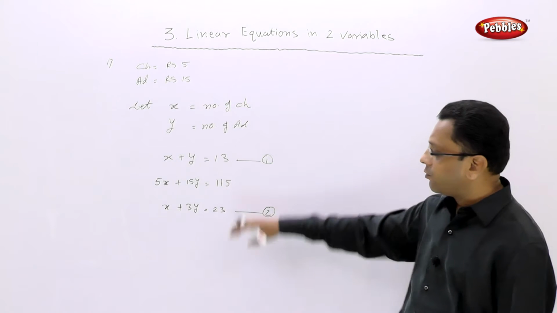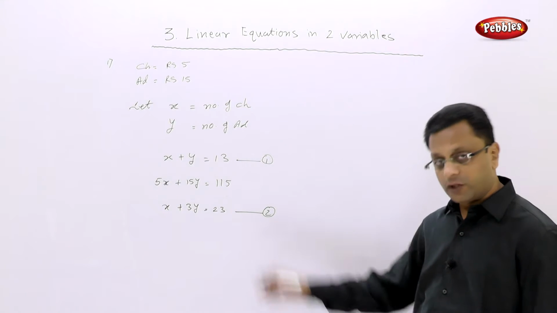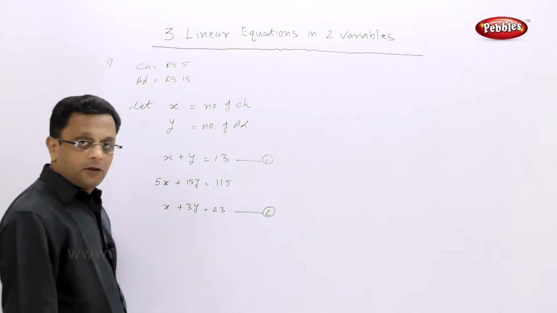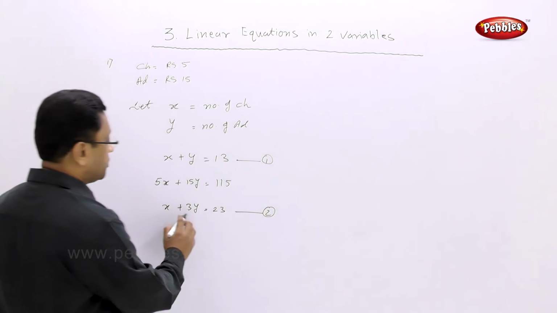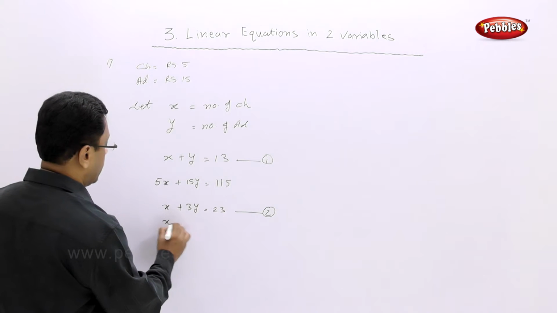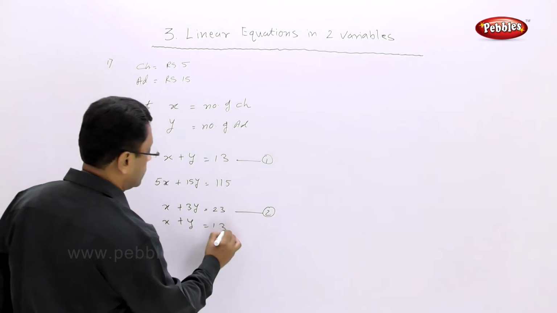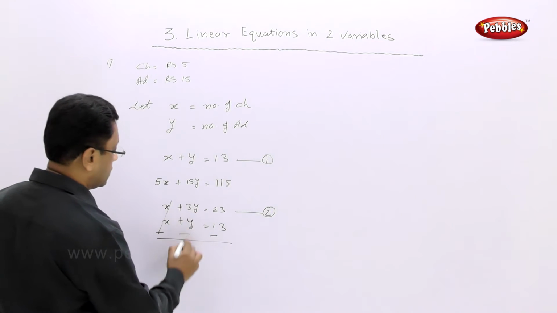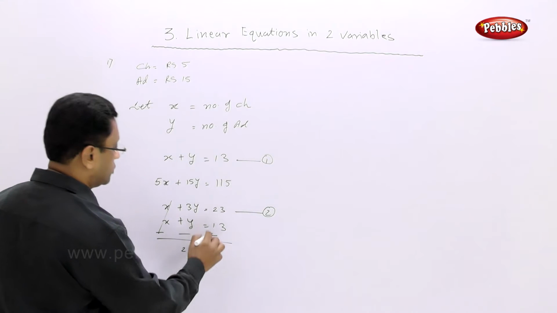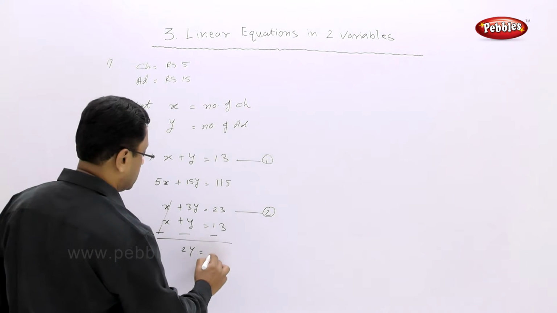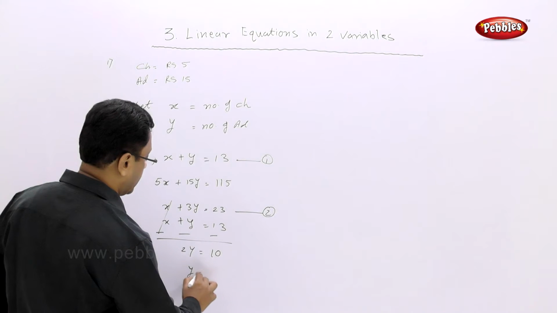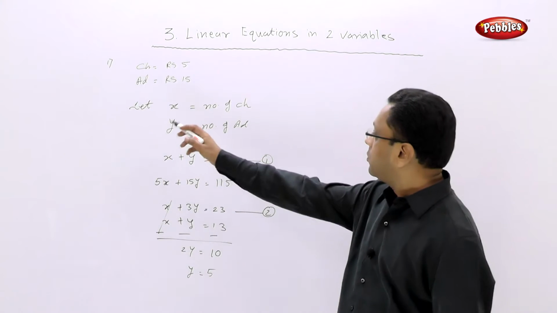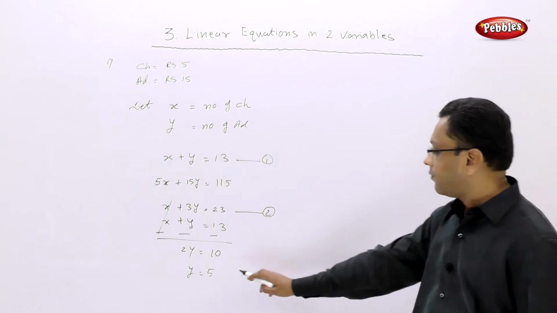Now can you solve this quickly, or shall I solve it? Okay, let us do it. I will subtract the equations. So x plus 3y is equal to 23 and x plus y is equal to 13. Let us subtract, change the sign. x will get cancelled. Thus I get 2y is equal to 23 minus 13, which is 10. So y is equal to 5. Right? So the number of adults was 5.